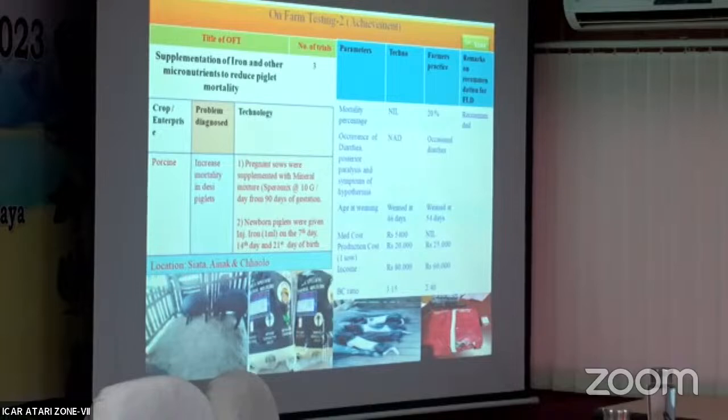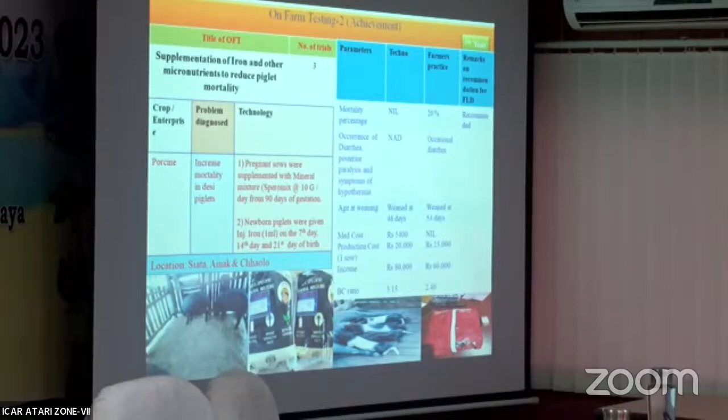Here, the parameters were occurrence of diarrhea, posterior paralysis, and symptoms of hypothermia. Under the technology, these were not observed, whereas under the farmer's practice, occasional diarrhea was observed. So age at weaning under the technology was 46 days, whereas in the farmer's practice, it was 54 days.